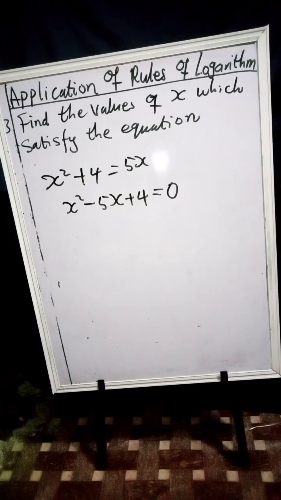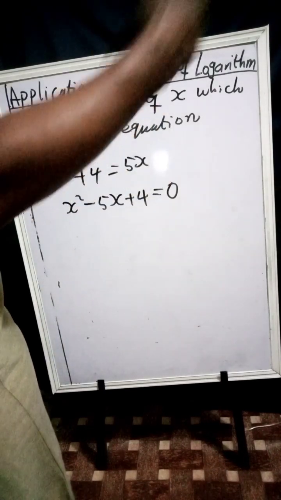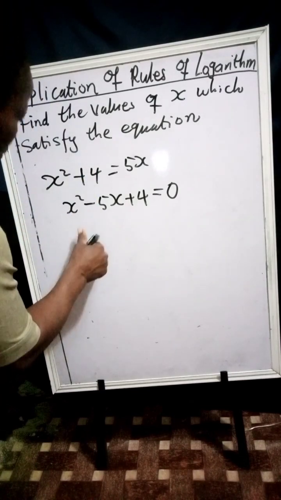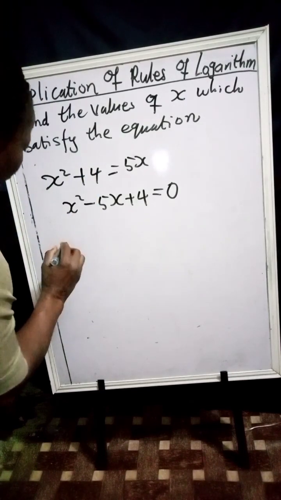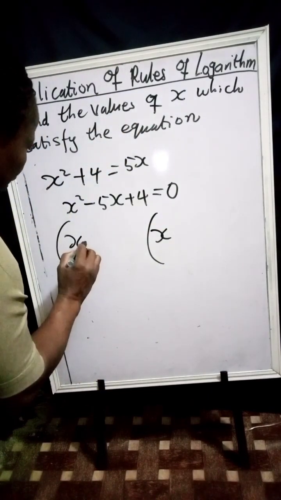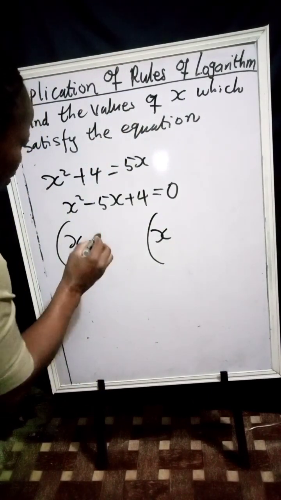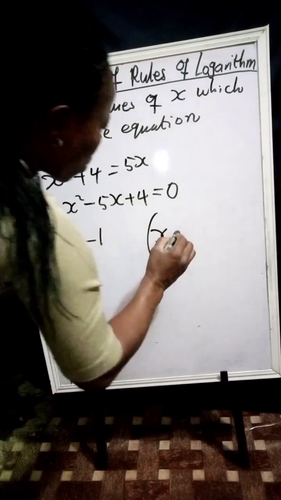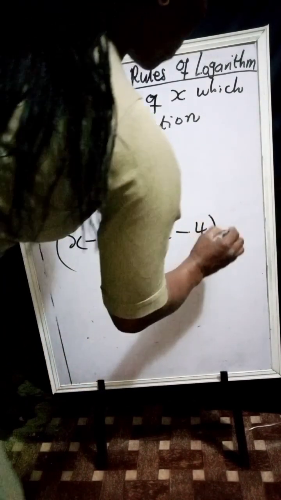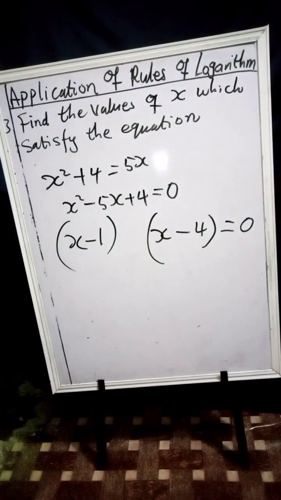With that, we can open two brackets and place an x into each of the brackets, and one of those numbers into each of the brackets, and then close the brackets. So we have x, we open brackets. One of the numbers was minus 1 and the other one was minus 4. Then we close the brackets, then equate them to 0.